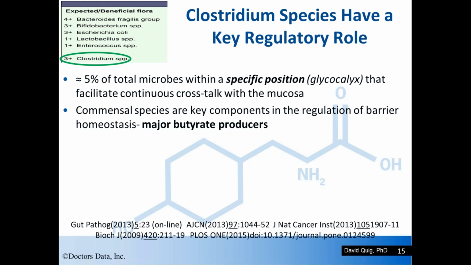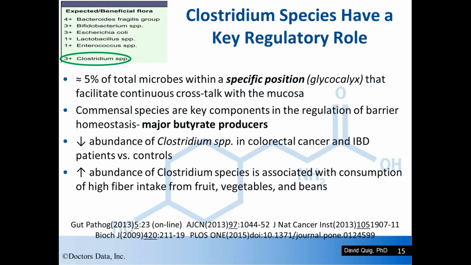Now, the commensal Clostridium species are key components in the regulation of barrier homeostasis, mostly because they are major butyrate producers and initiate that host crosstalk. We see a decreased abundance of Clostridium species in colorectal cancer and inflammatory bowel disease.